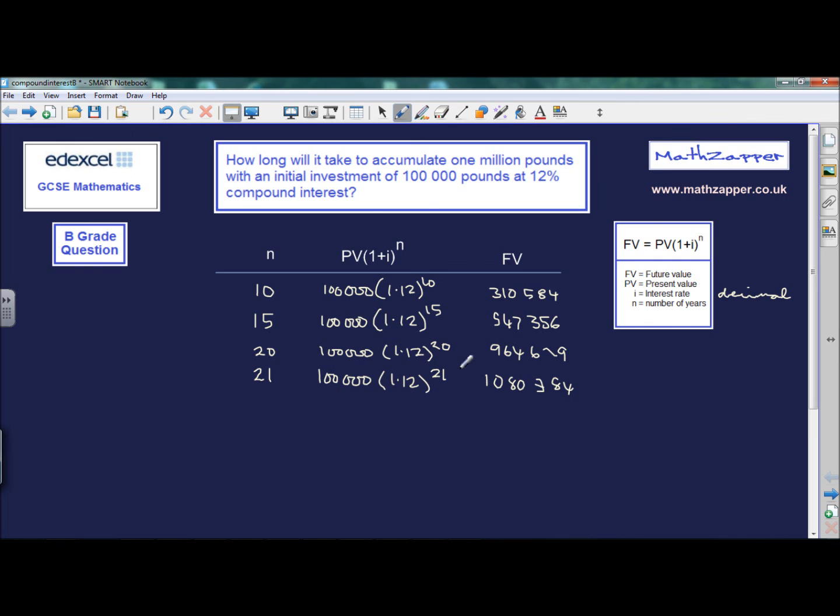Okay, so the question says, how long will it take to accumulate £1 million with an initial investment of £100,000 at 12% compound interest? Well, if you invest it for a full 20 years, you don't get to the £1 million you're looking for. When you invest it for a full 21 years, you get to the £1 million plus 80,384 on top of that. So the number that you're looking for is 21. So the number of years you need to invest £100,000 at 12% compound interest is 21 years.